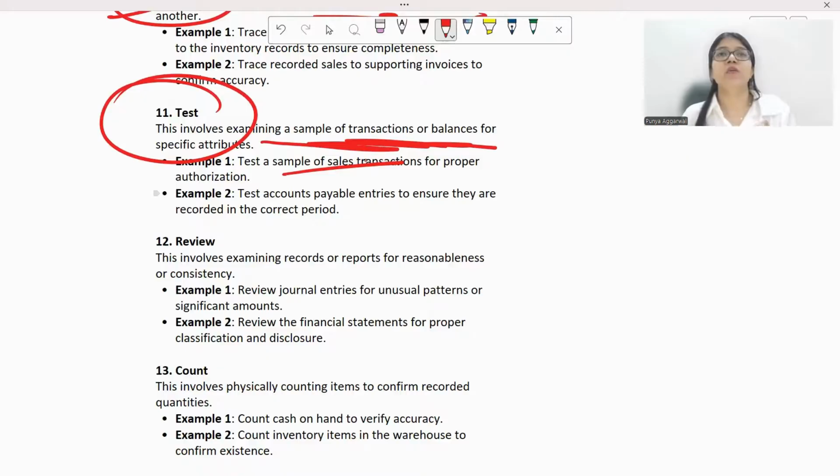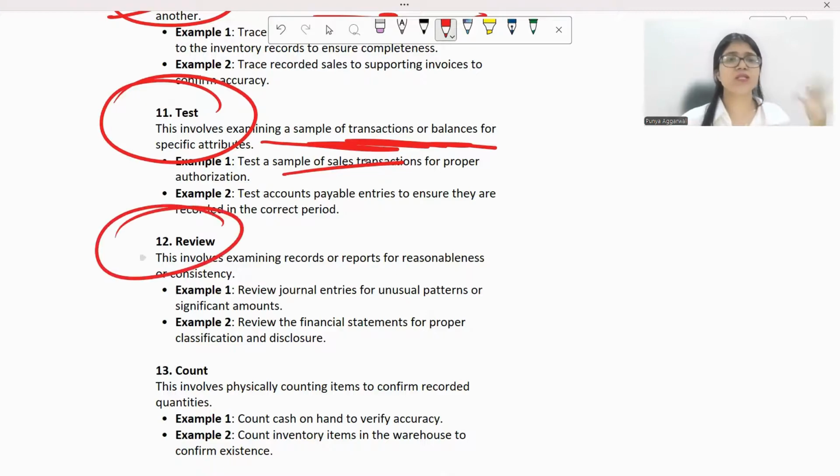So basically, there was some payroll expenses which is authorized by a payroll supervisor. So how are you going to ensure that that process is happening? By testing the signatures probably, or taking a sample of the payroll expenses, right? Then review is just examining and assessing if it is right, if it is consistent, if it is reasonable or no, right? So you're just reviewing if the journal entries is fine, if the financial statements are fine, if they have the proper disclosure. So you're just reviewing it, right?